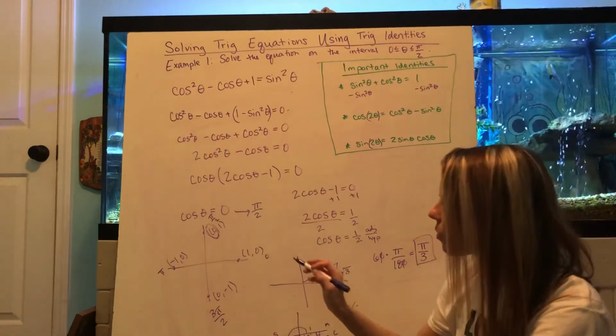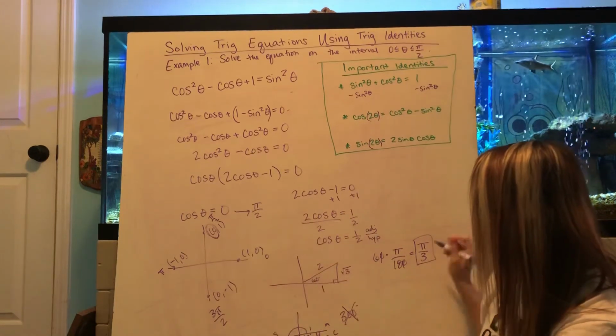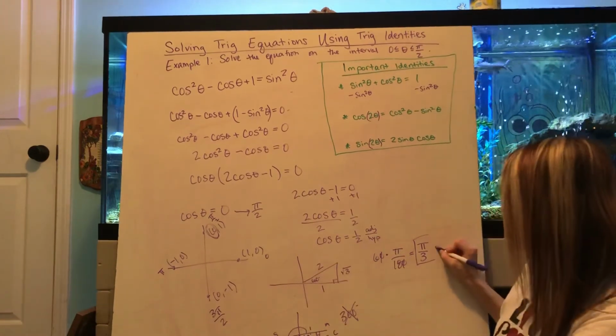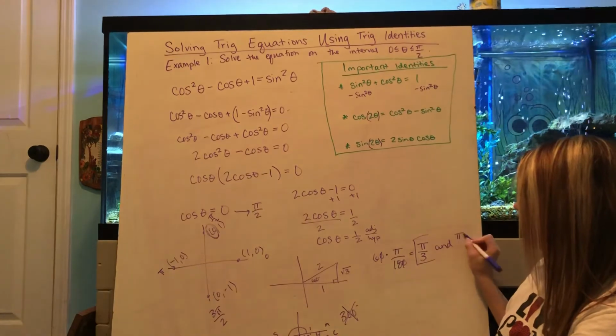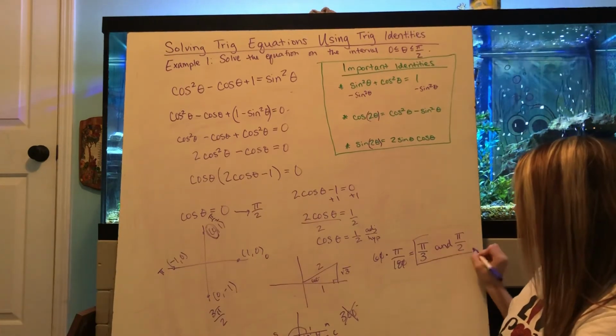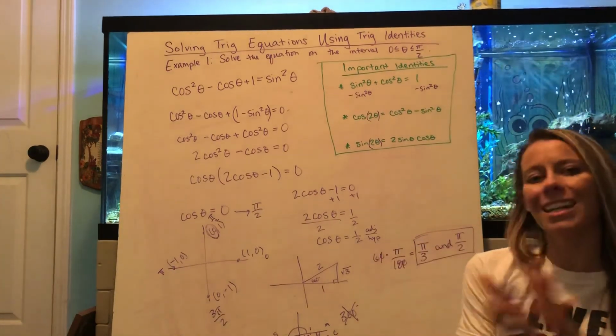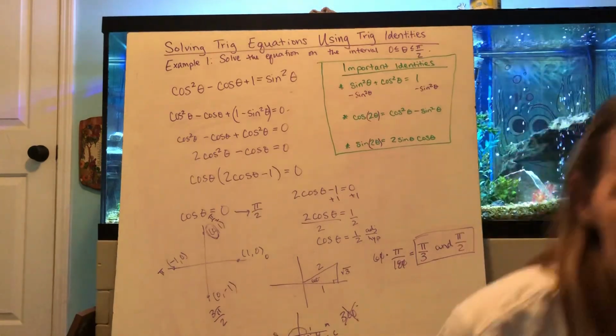So our two answers are pi over 2 and pi over 3. And we did it! We're going to try a couple more examples.